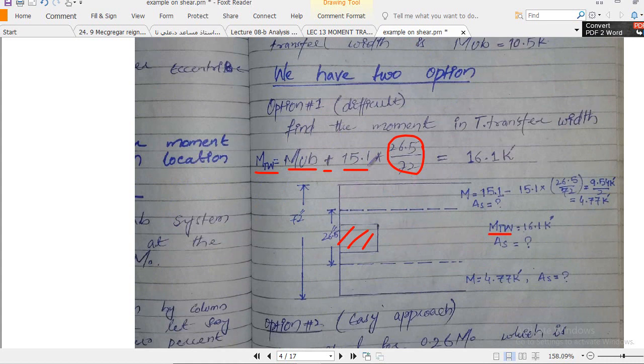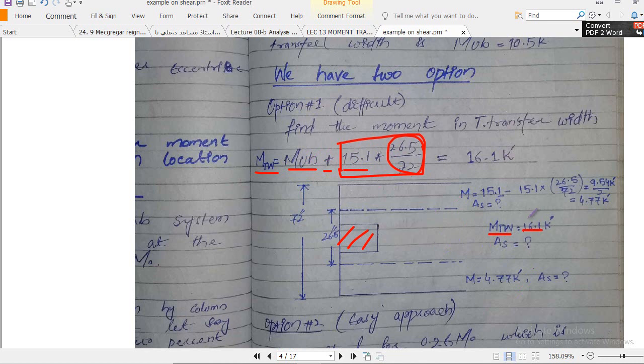Because 15.1 is the moment which acts in the whole column strip width, but we have to find that portion of this moment which acts in the transfer width, and this is the portion of that moment which basically acts in the transfer width. So we have to add this with the unbalanced moment, and you got the total moment, which is 16.1.